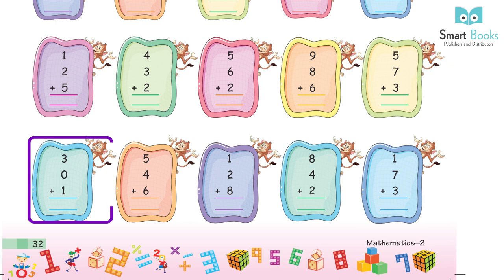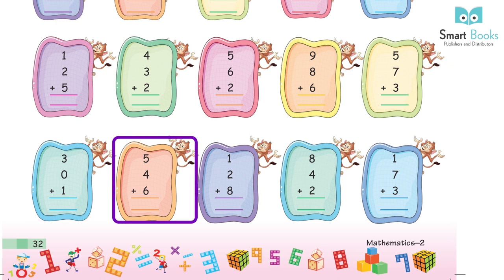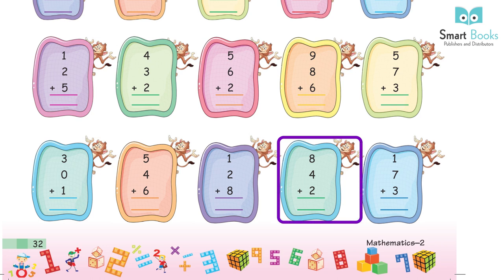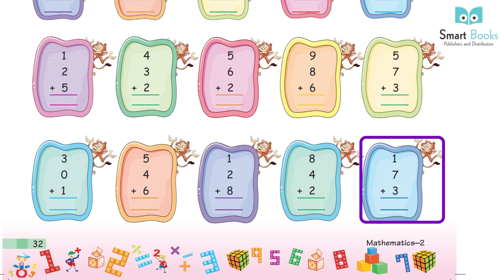3 plus 0 plus 1 is equal to 4. 5 plus 4 plus 6 is equal to 15. 1 plus 2 plus 8 is equal to 11. 8 plus 4 plus 2 is equal to 14. 1 plus 7 plus 3 is equal to 11.